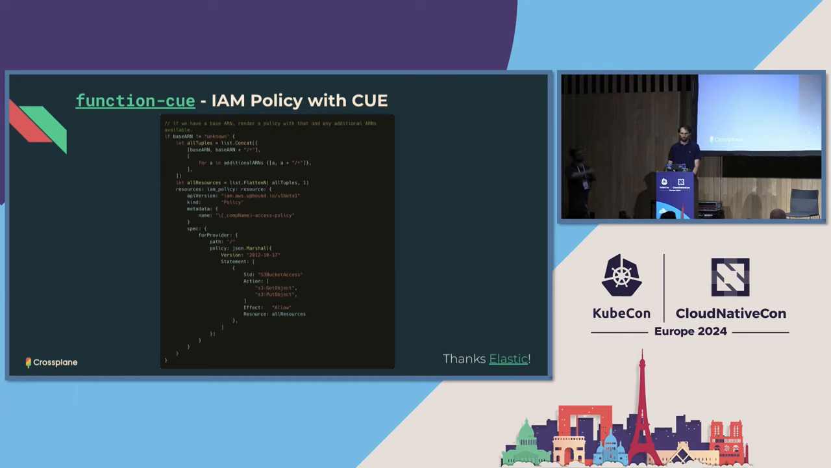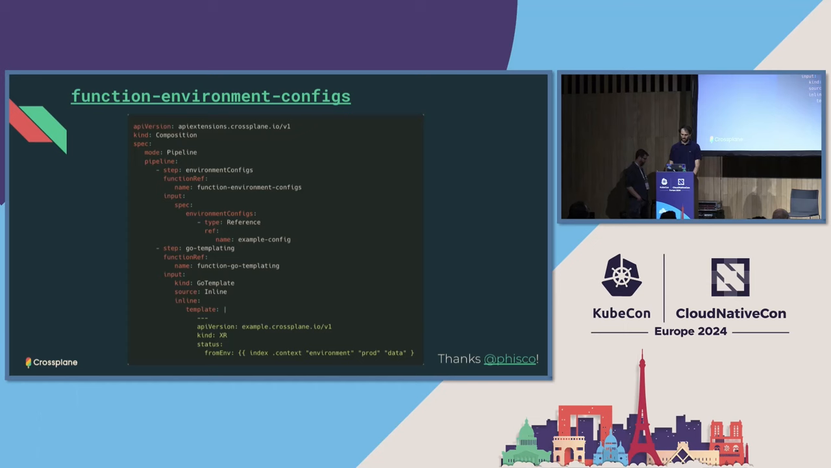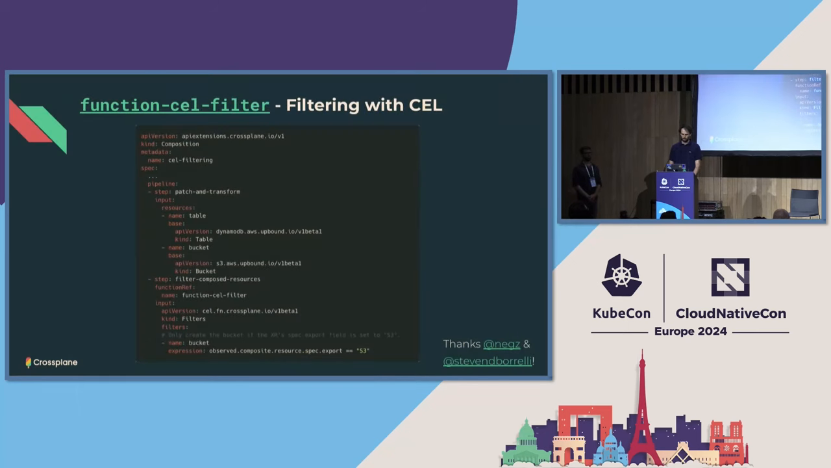Similarly to that, we have function CUE, which allows you to define your composition logic in CUE. Here we can see a part of a more complex composition function using CUE, which is composing an S3 bucket and creating YAML policies for an S3 bucket only if a base ARN is provided, and also checking if there are additional ARNs to create additional policies for. And then we're going to talk a little bit more in detail about this one later, but leveraging the extra resources functionality, what previously was possible to be done in-tree with environment configs and the composition environment functionality can now be completely reproduced by a function. And so we can obviously see how in the future we could have more generic composition functions doing more stuff also.